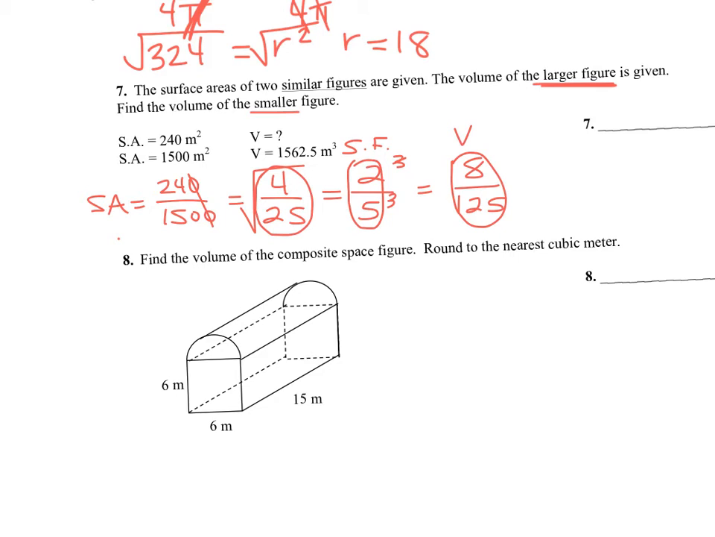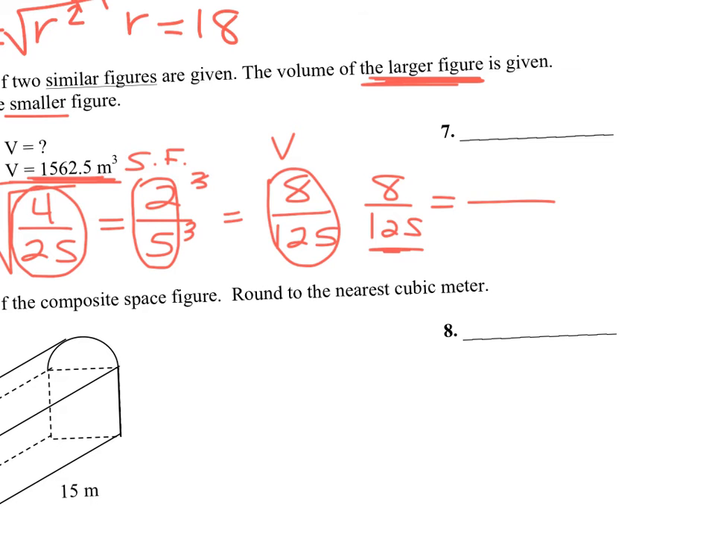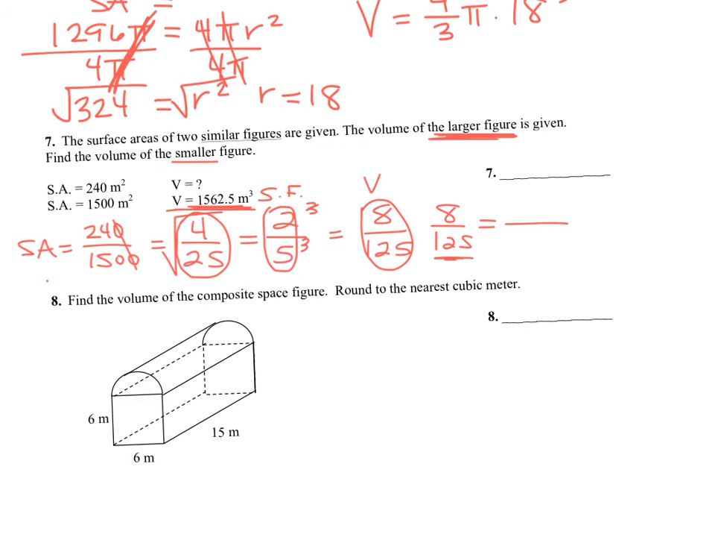So we are at a volume ratio now. We know the volume of the larger figure. So if we set it up as a proportion, 8 over 125 equals something over something, where is that 1,562.5 going to go? Top or bottom? On the bottom, because it's the bigger one, right? We want it across from the bigger number. So we're going to put, I lost my number here, 1,562.5 on the bottom and X on top. Then what do?